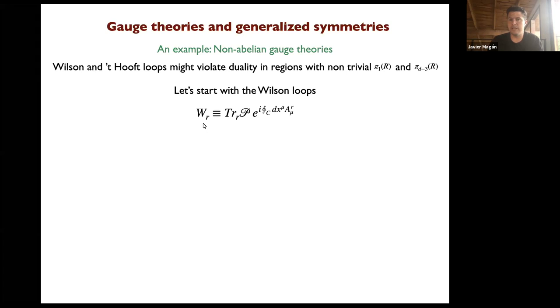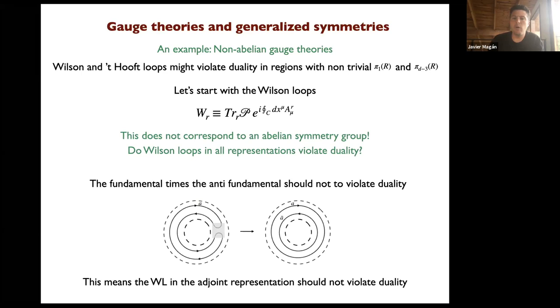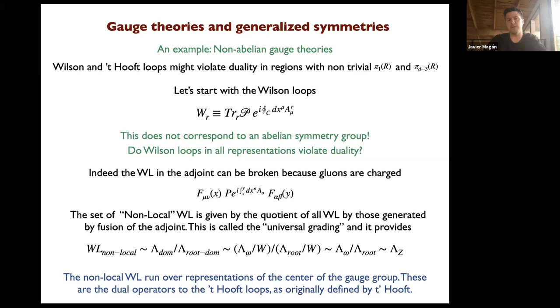So what is happening? The question we need to ask is whether all Wilson loops violate duality or not. To guide us through this question, we have to remember that the fundamental times the anti-fundamental, in an abstract way, we expect should not violate duality, because we just proved it. This means that in this case, we expect that the Wilson loop in the adjoint representation should not violate duality. But this is of course the case, because the Wilson loop in the adjoint representation can be broken into Wilson lines of the adjoint representation, because gluons are charged themselves. So from our perspective, the Wilson loops in the adjoint belong to the additive algebra, to the local algebra.